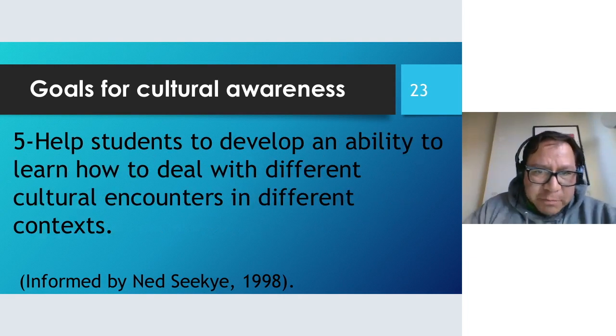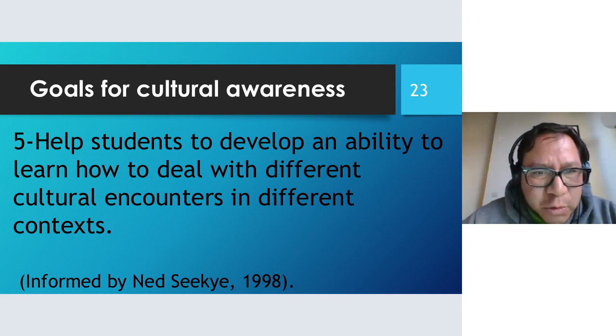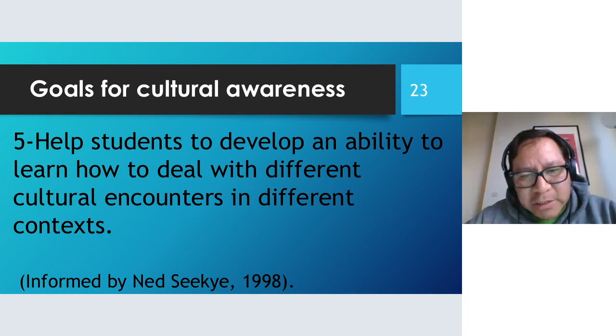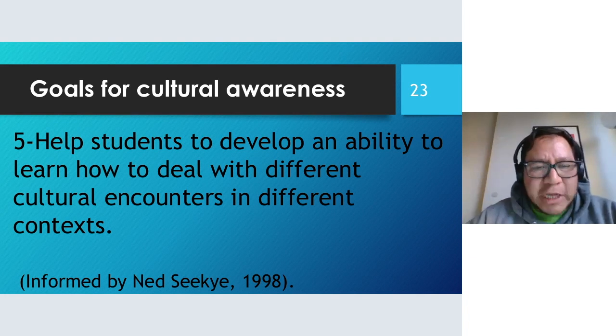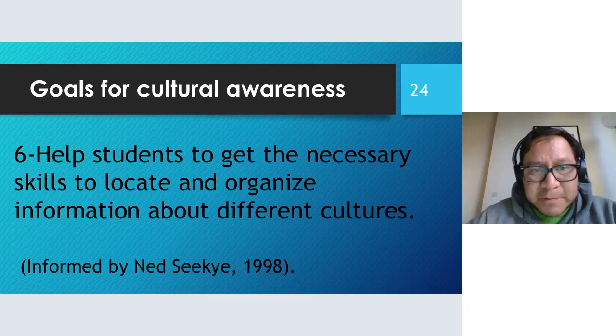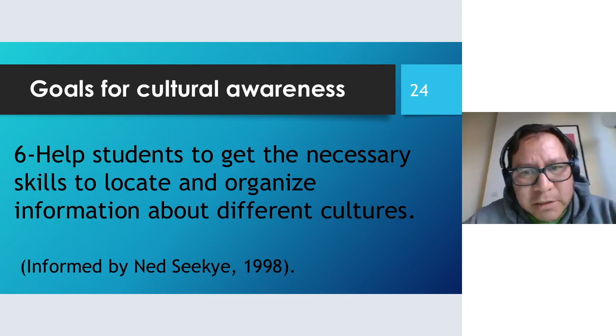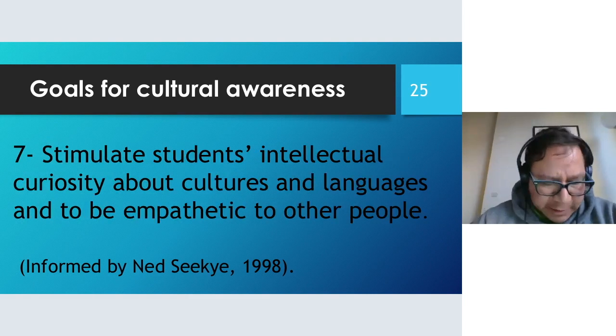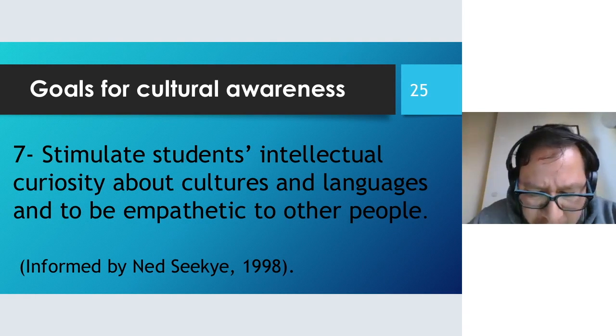Goal number five, help students to develop an ability to learn how to deal with different cultural encounters in different contexts. And that's why we are preparing lessons to help them, whenever they find these cultural encounters, to minimize the interference. Number six, help students to get the necessary skills to locate and organize information about different cultures. And number seven, stimulate students' intellectual curiosity about cultures and languages and to be empathetic to other people.